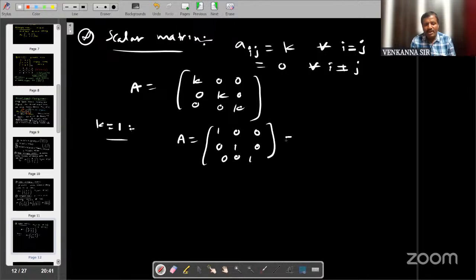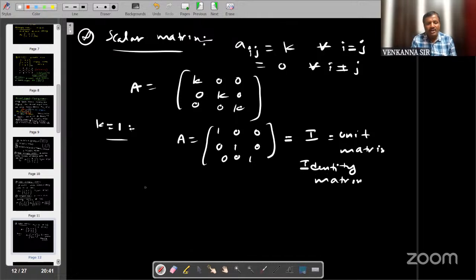Then what type of matrix is it called? The unit matrix, also called the identity matrix. That is a scalar matrix. Unit matrix is also a scalar matrix. One more thing to remember: all scalar matrices are diagonal, but all diagonal matrices need not be scalar.